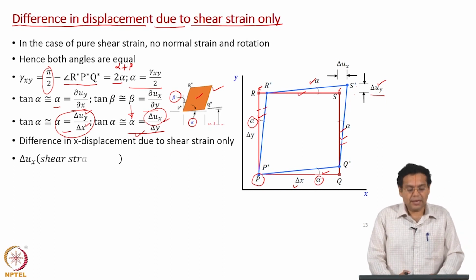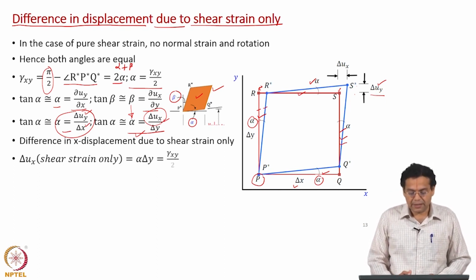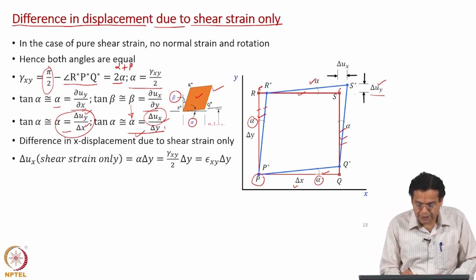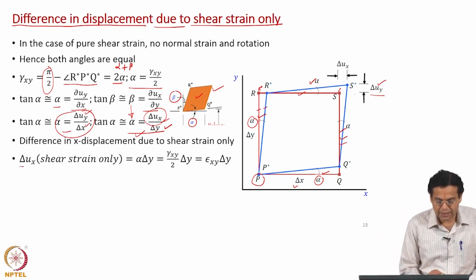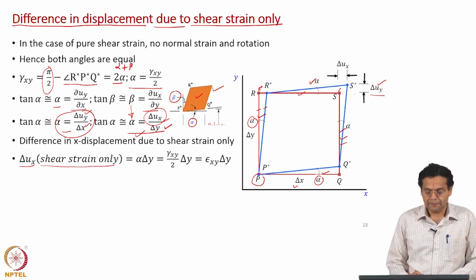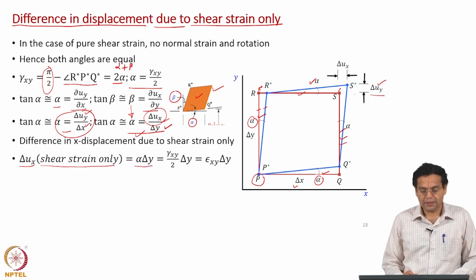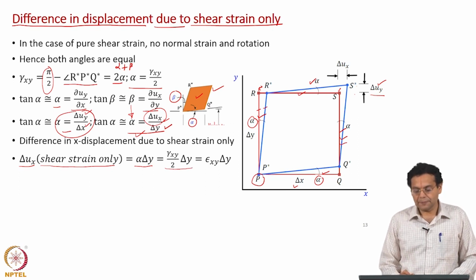So, delta ux shear strain only is equal to alpha delta y. What is that I have done? Taken this equation, written an expression for delta ux, and the bracket says shear strain only, and what is delta ux? It is alpha delta y, okay, and alpha for the present case is gamma xy by 2 into delta y.